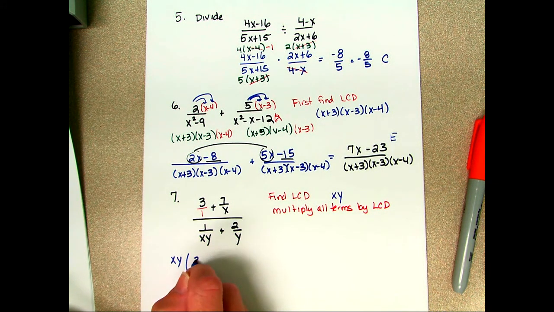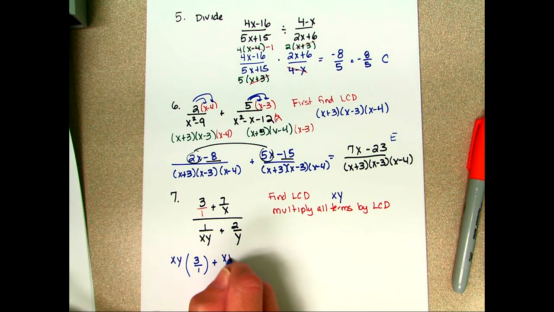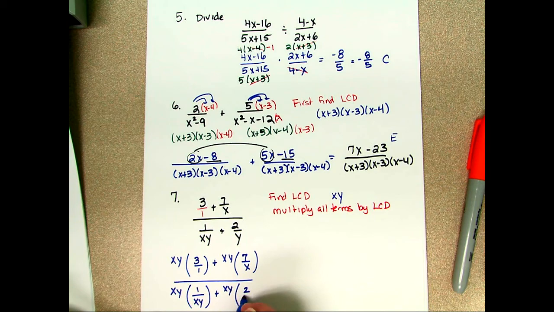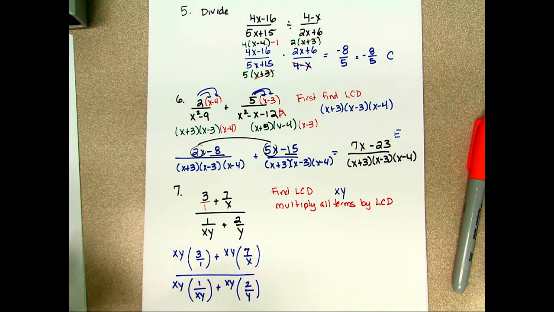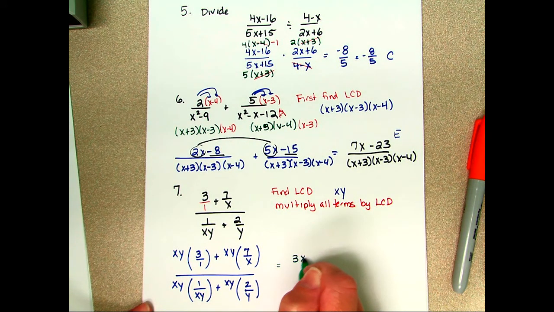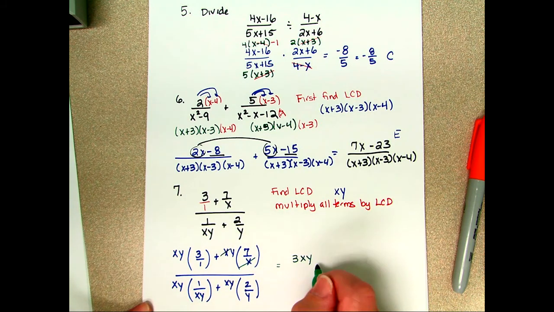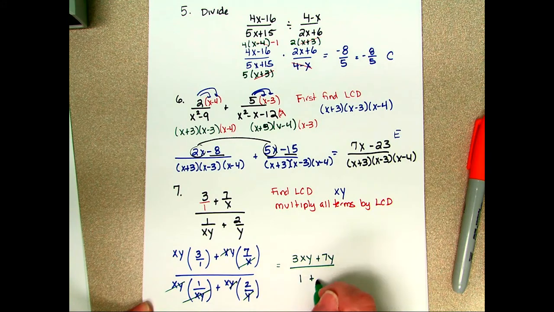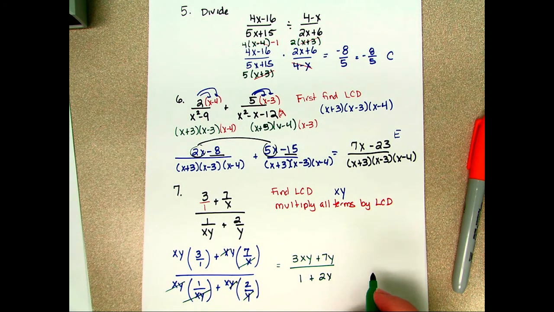So you have xy times 3, or 3 over 1, plus xy times 7 over x, xy times 1 over xy, plus xy times 2 over y. When we multiply by the LCD, we want to get rid of the denominators for all of our terms. X times y times 3 is 3xy. The x's cancel out here. We have y times 7 is plus 7y. In the denominator, the xy's cross off. We have 1, and the y's cross off. X times 2 is 2x. The answer for number 7 is B.